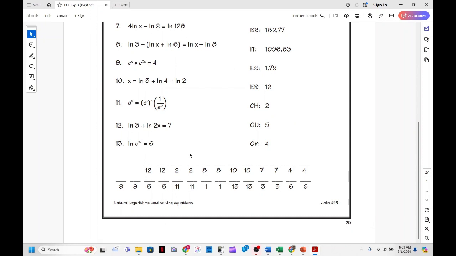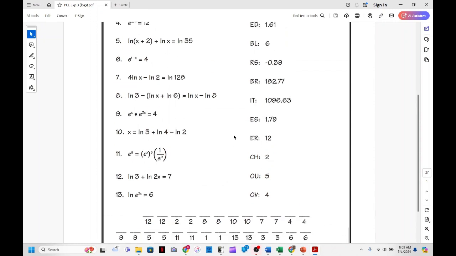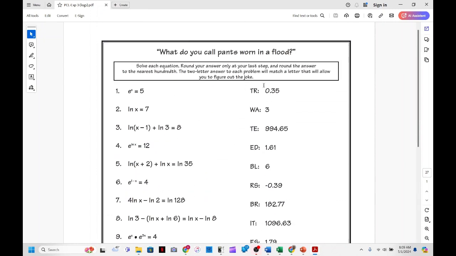So if I solve number 1 and I got OU for some reason, I would put that down here in these 1 spots. So you're going to get 2 blanks on every single problem that you solve here. So let's go ahead and see what's going on with those pants.